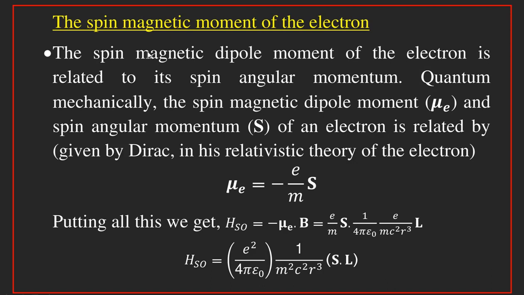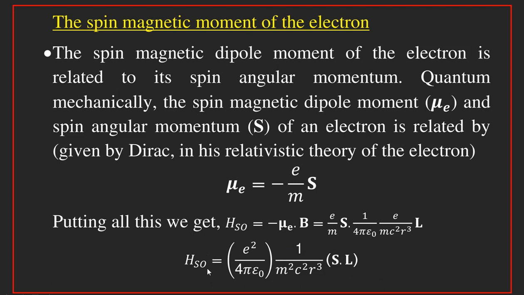Now the next step is the spin dipole moment of the electron. According to quantum mechanics, the spin magnetic dipole moment mu and the spin angular momentum S of an electron are related by the expression mu is equal to minus e by m into S. So putting all these equations, we get H_SO is equal to minus mu dot B, that is minus of minus, that is plus e by m into S dot 1 by 4 pi epsilon 0 into m by c square r cube into L, that is e square by 4 pi epsilon 0 into m square c square r cube into S dot L. In this one, these are scalars and this S dot L is the operator.